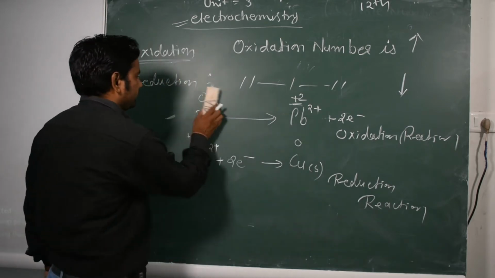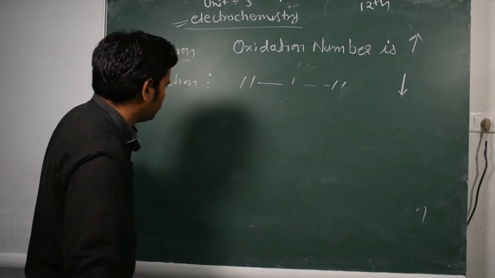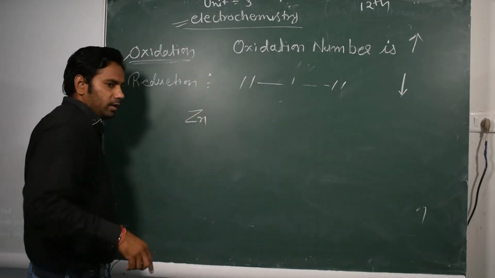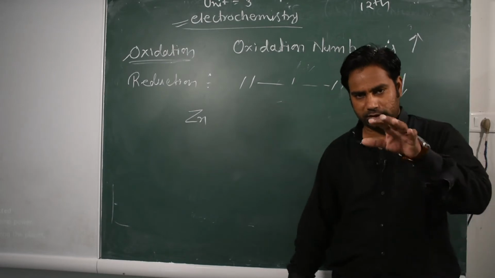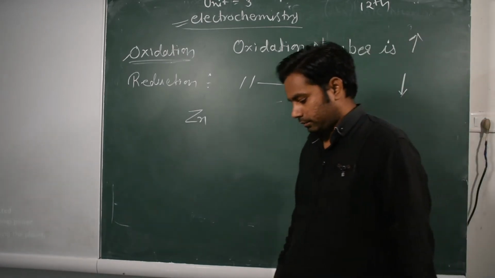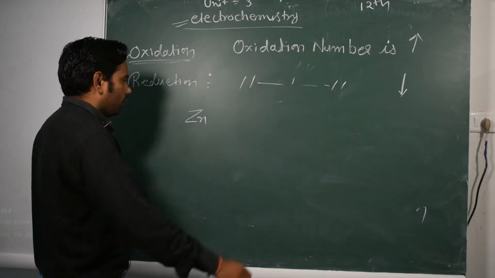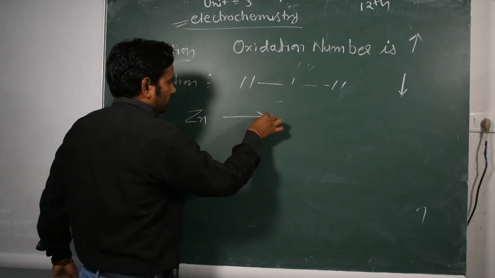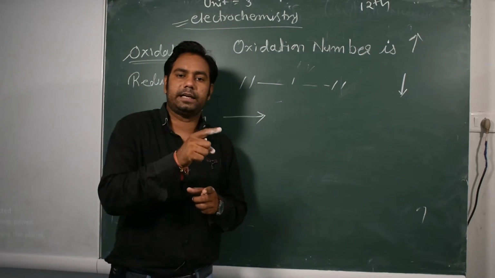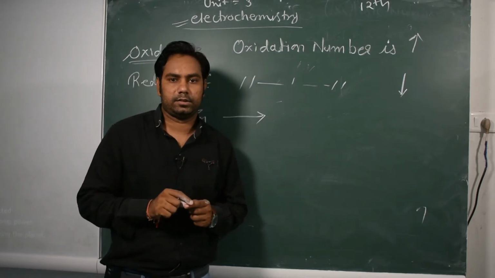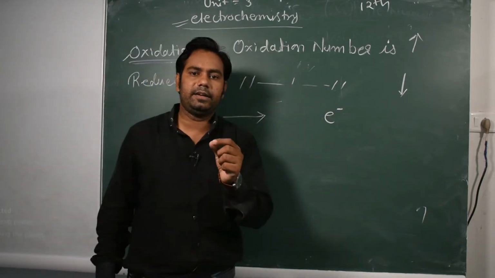Next we discuss some more examples of oxidation and reduction. Suppose I say to you, write the oxidation reaction for zinc. Write it in your copy. We know that in oxidation reactions the electron is on the product side, so we mention the electron here.